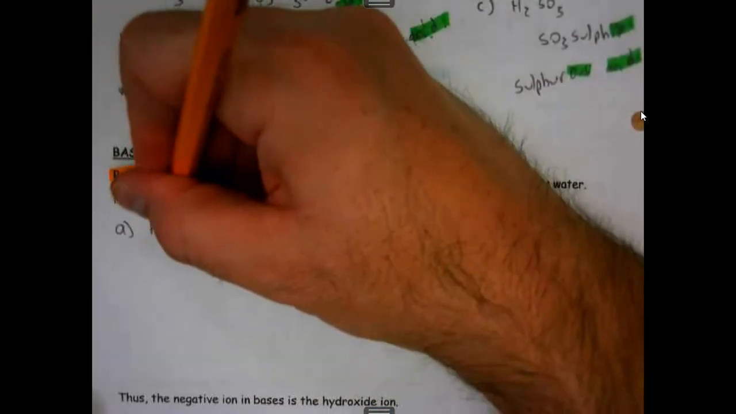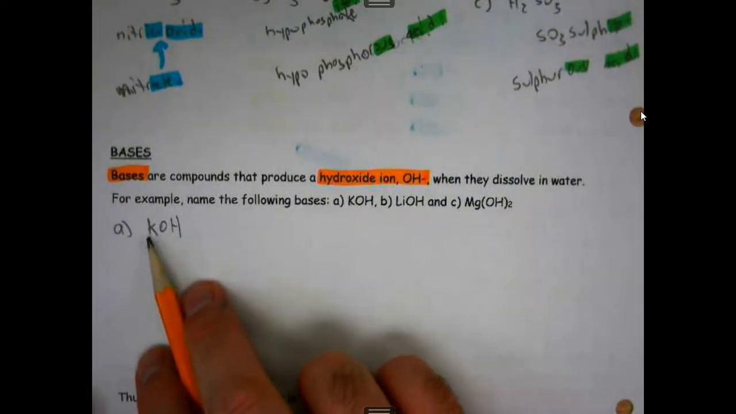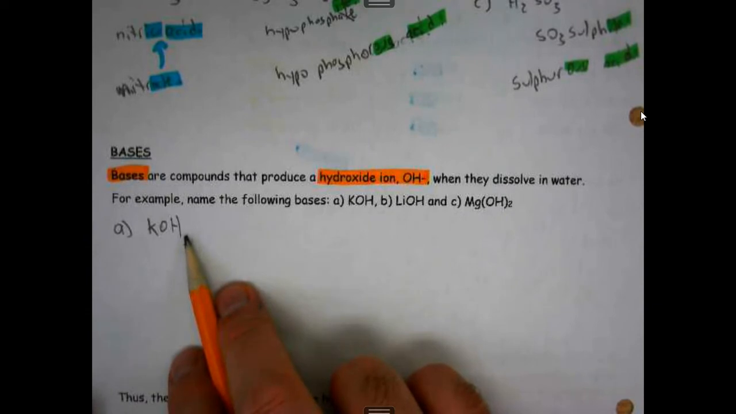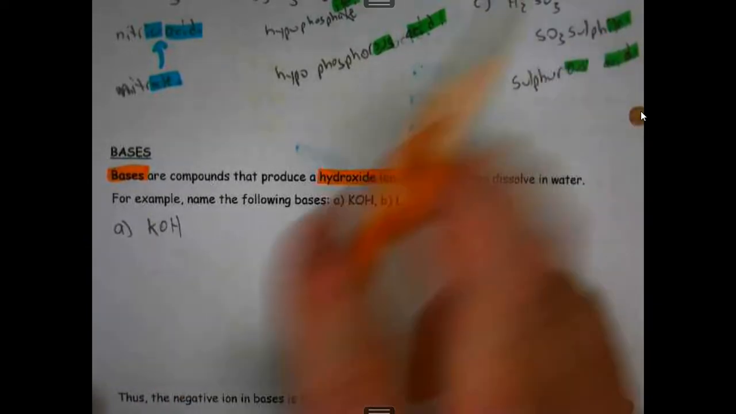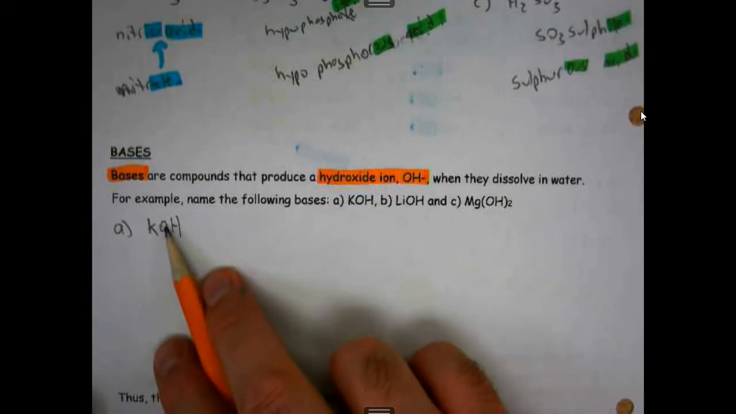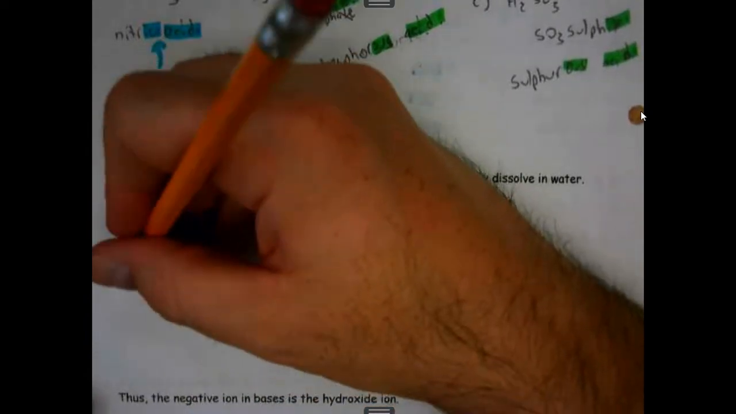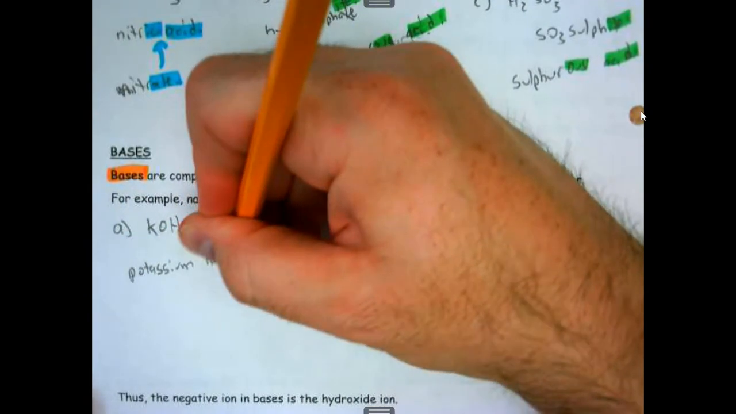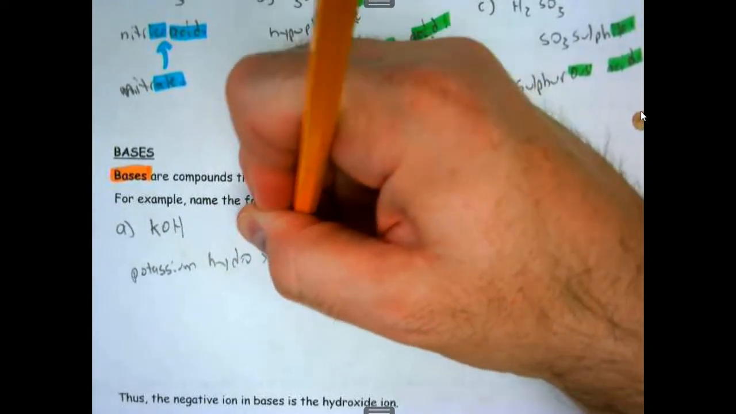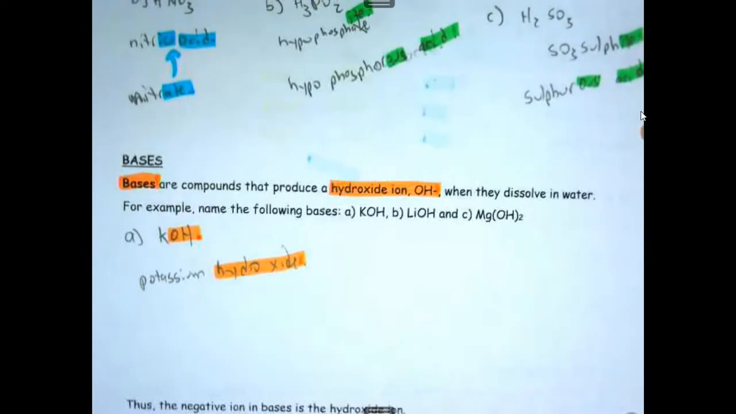So for instance, if you had KOH, you would just name it as normal. You name the positive ion, you name the negative ion. There's no changing in the amount of oxygens here. It's not one of our oxo acids, or one of our polyatomics that varies in oxygens. So then you just name this one as potassium hydroxide. And it's the hydroxide that tells you that it's a base.